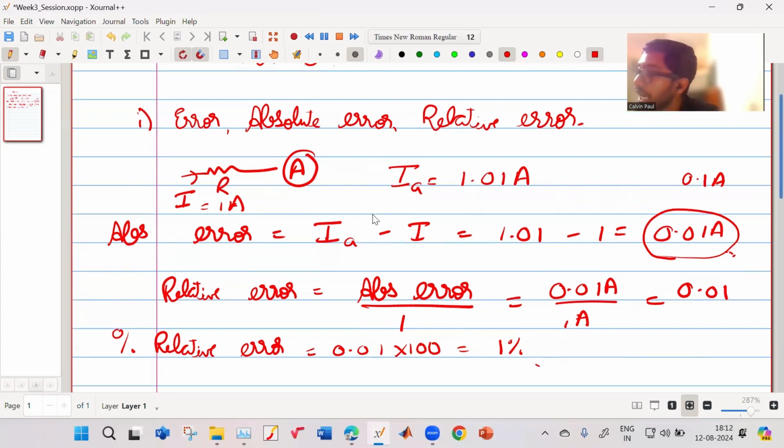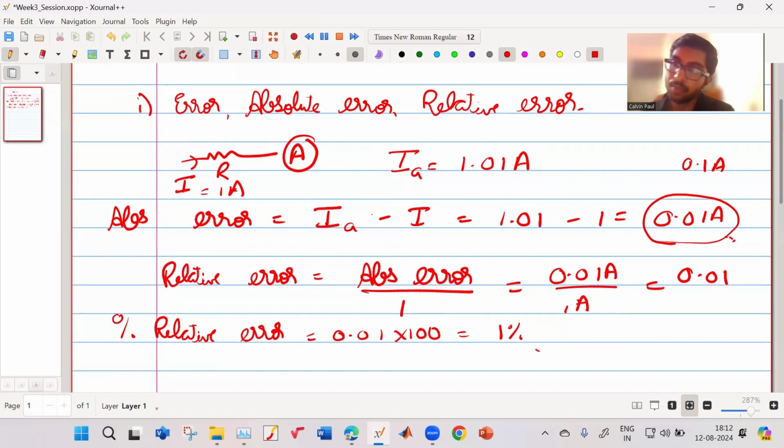Okay? And if you want a more accurate and precise measurement, then you'll have to have a better, more costly instrument, etc. So those are all certain additional criteria. But for you, you must know what is error, what is the absolute error, what is the relative error.